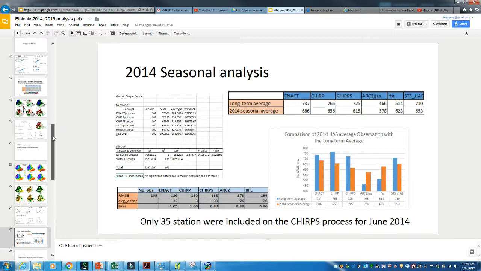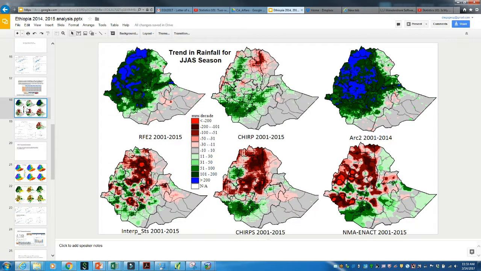We have done a few extra things. For example, we estimated the trend, looking at the whole time series 2001-2015, and this is the trend. This is a positive trend for RFE and a positive trend for ARC in most of the country, while the others, the stations primarily, are showing a negative trend for some parts, mainly the central north of the country, while the south is showing some positive trends. So this is showing us also the difference between the different rainfall estimates.